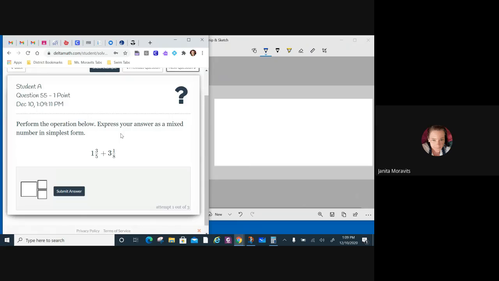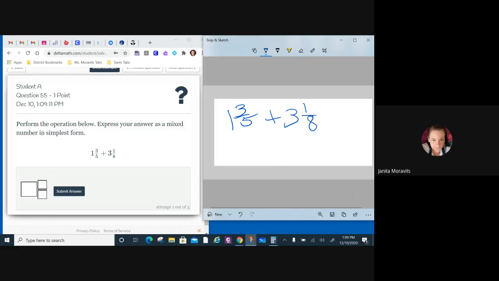Okay, there we go. So we're starting on question 55. Perform the operation below. Express your answer as a mixed number in simplest form. All right, so we have 1 3/5 plus 3 1/8. First of all, we need to make them improper fractions. So we're going to say 5 times 1 is 5, plus 3 is 8 over 5. Okay? So 5 times 1 plus 3.